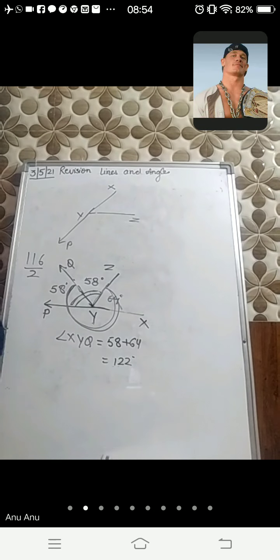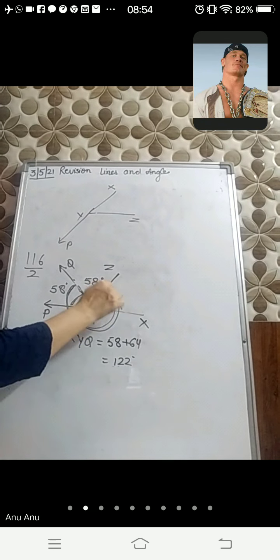Actually, reflex angles are greater than 180 and less than 360. So you will not take this 58 because it is not a reflex angle. We want the reflex angle that is greater than 180 but less than 360. So let's move in this direction.